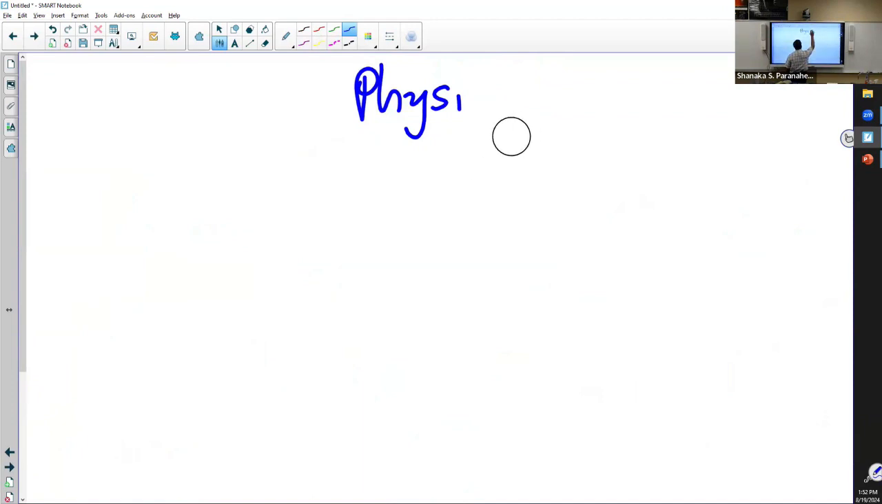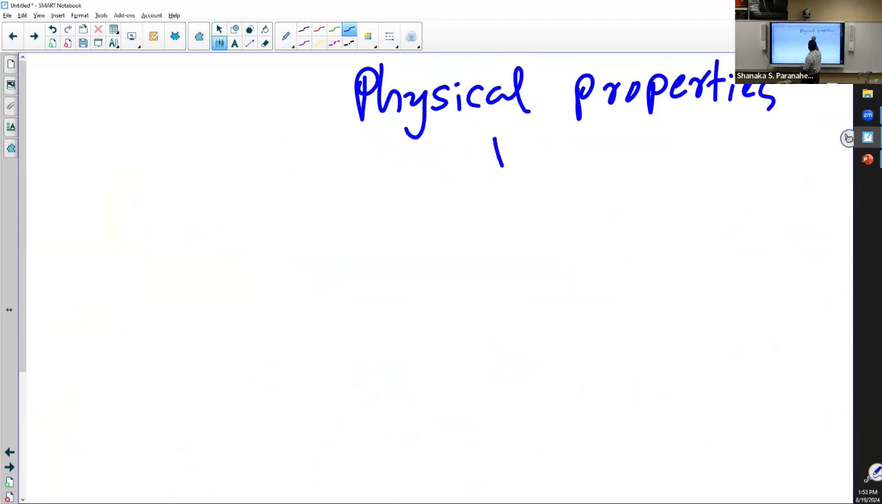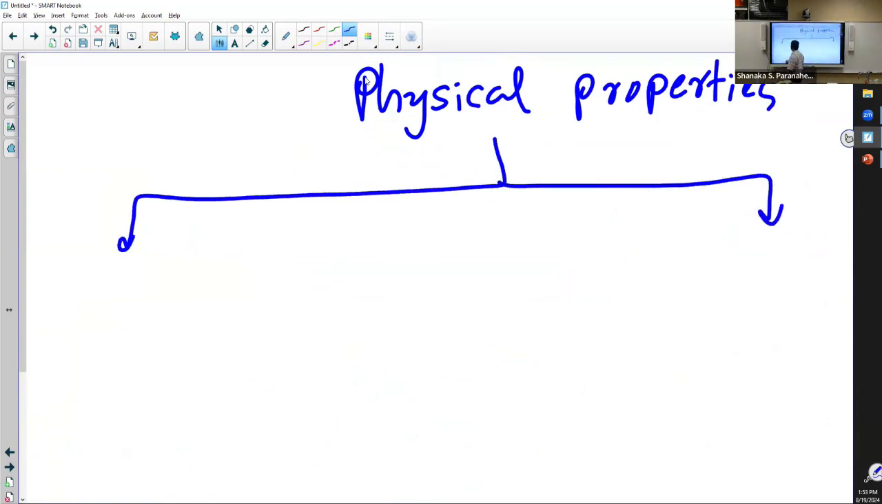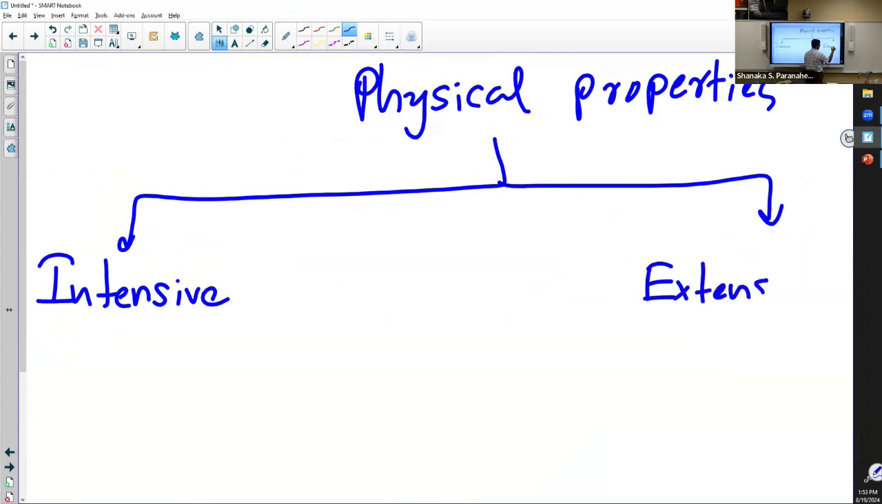We're going to divide physical properties into two different types: intensive and extensive. I'm going to use these two words in a few other places, so please understand the meaning of these two words.